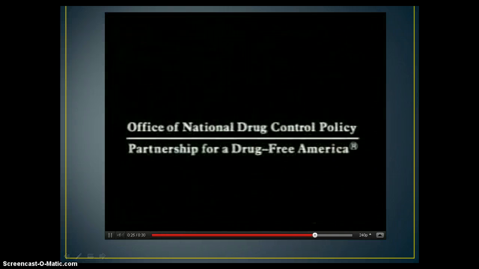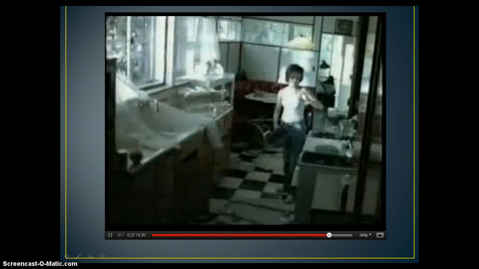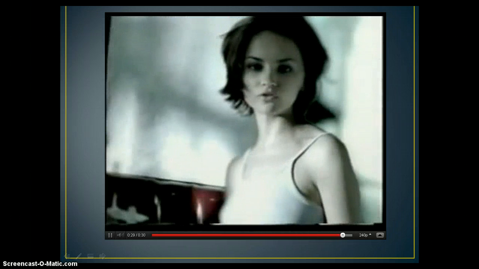And this is what your body goes through. It's not over yet. This is what your family goes through. And your friends, and your money, and your job, and your self-respect, and your future. Any questions?